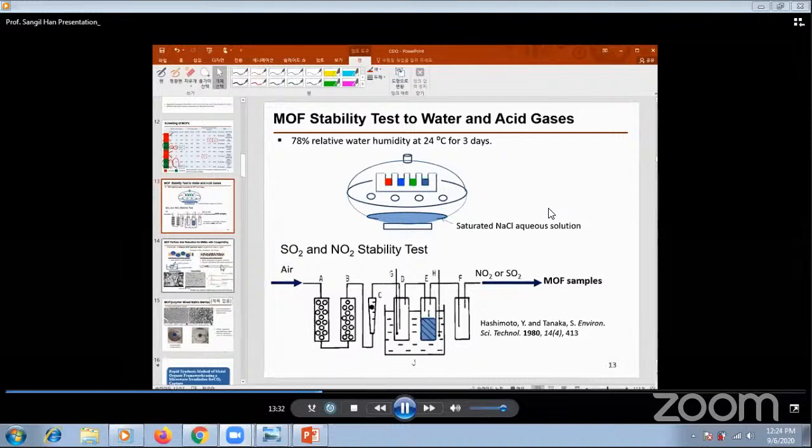Also, we performed the SOx and NOx stability experiments. Because for CO2 capture from the flue gas in the post-combustion process, there is humid air and acid gas such as SOx and NOx. And it is known that some MOFs are not stable when exposed to humid air and acid gases. So we wanted to prove our selected MOF is strong enough against the humid air and acid gases.